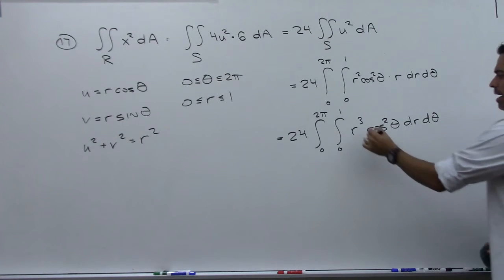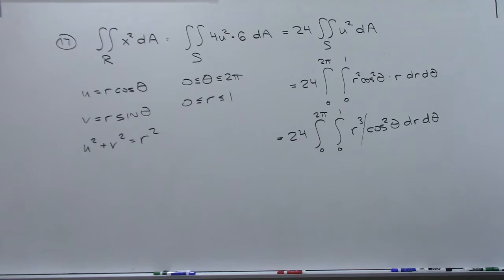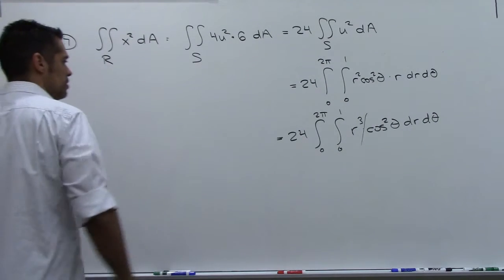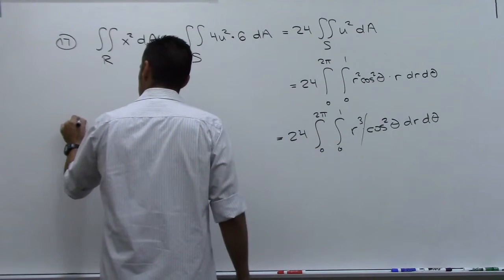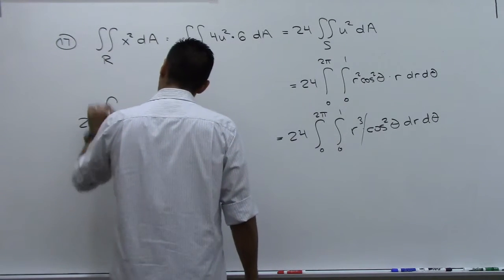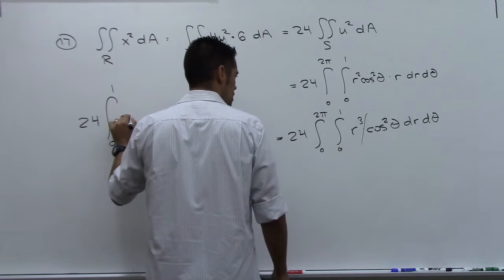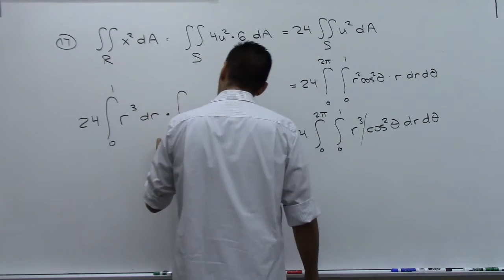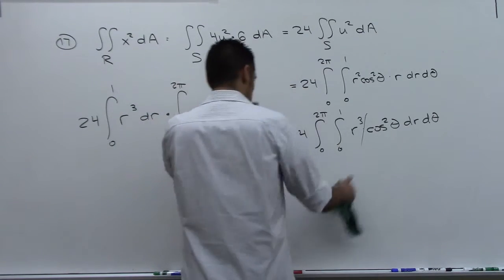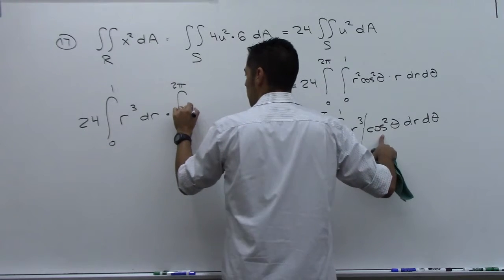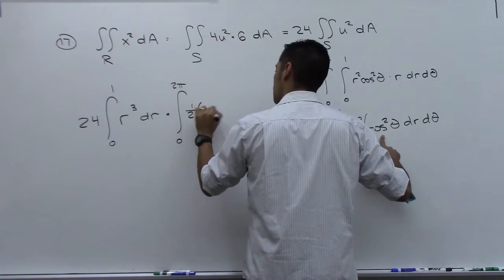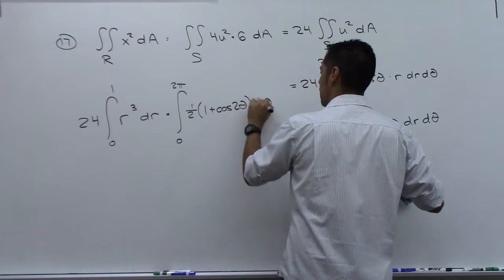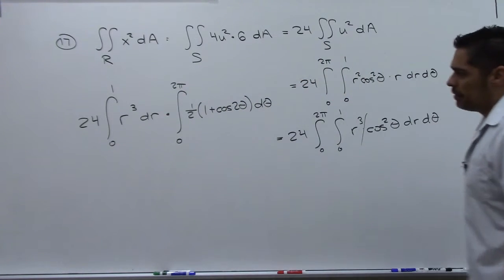And I also noticed that my thetas and my r's are split, so I can use that special property right now, and I can do two separate integrals and multiply the answer. So I'm going to say it's 24 integral 0 to 1 of r to the third dr times integral 0 to 2 pi of cosine squared. And I already know that when I do cosine squared, I'm going to convert it to 1 plus cosine 2 theta, and then there's a half there from the formula, and I just pull that out. So that's what I've got to do now.